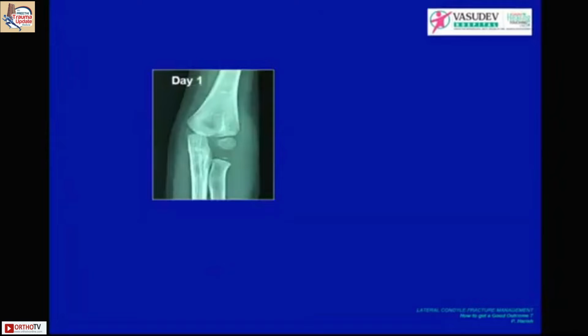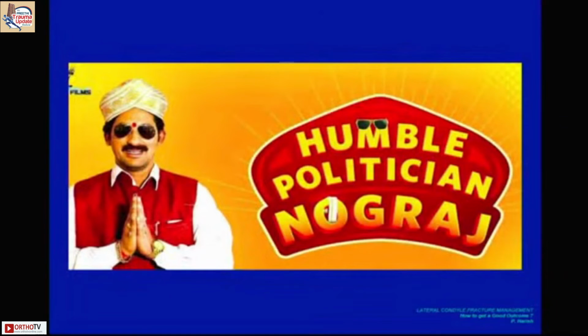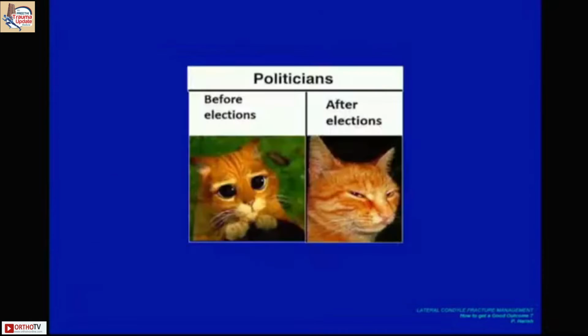Okay, so look at this X-ray on day 1 and this X-ray on day 5. What has happened? The fracture has displaced. This is what we call late displacement. Why does this happen? It looks like our humble politicians, who are very simple and look sweet when they present initially. After the elections they look different. So do not forget that late displacement can happen in lateral condyle fractures.